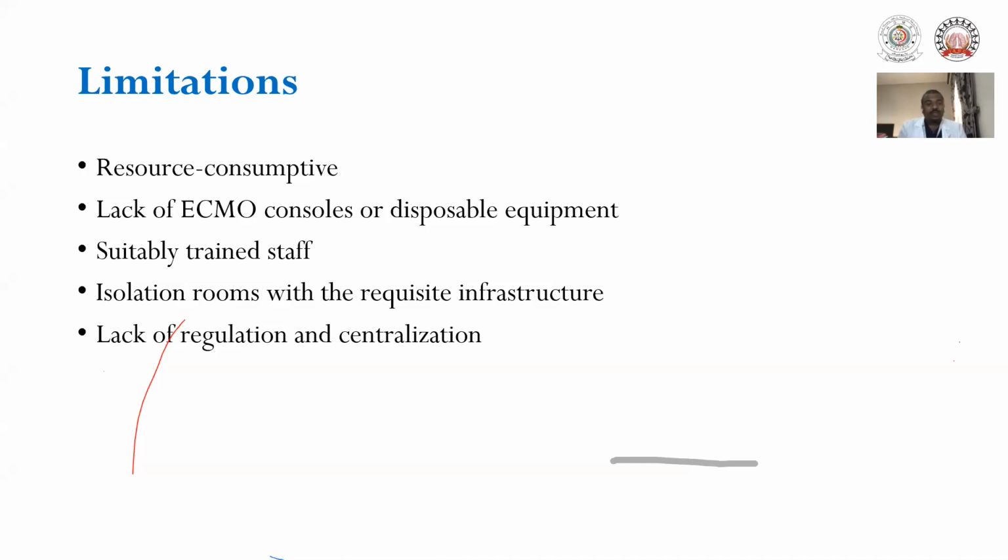Suitability of trained staff, isolation rooms with the requisite infrastructure, because you need to isolate the patient. You cannot take the patient into the general ICU and ventilate along with other patients, or do the ECMO with other patients. There is also a huge lack of regulation and centralization. The regulations are only from ELSO. There are not many regulations on a country basis or a regional basis. In India, there is the ECMO Society of India.